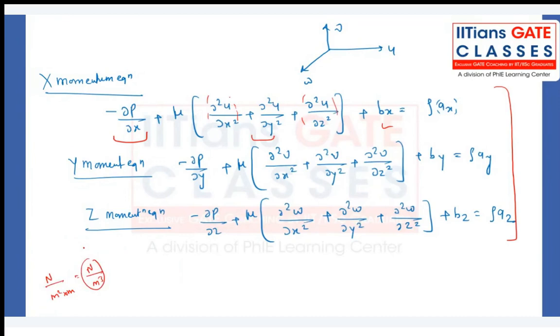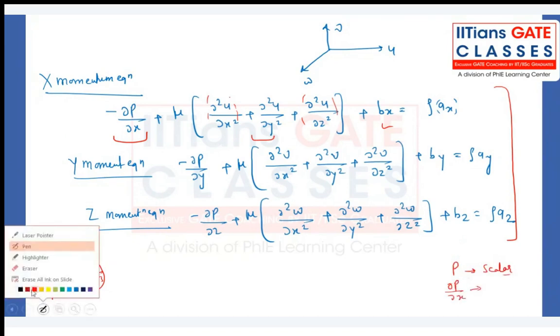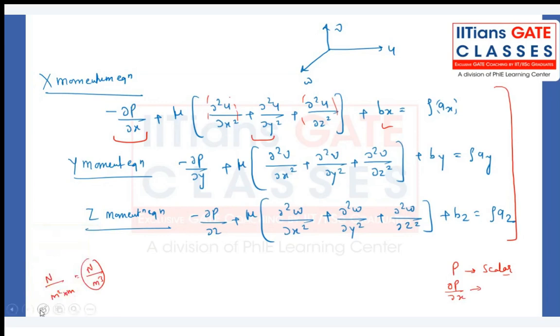And remember, my dear friend, P is a scalar quantity. But what about dou p by dou x? Is it a scalar quantity or a vector quantity? What about dou p by dou y, or dou p by dou z? Whenever you take the gradient of any scalar quantity, you will get a vector, from mathematics.